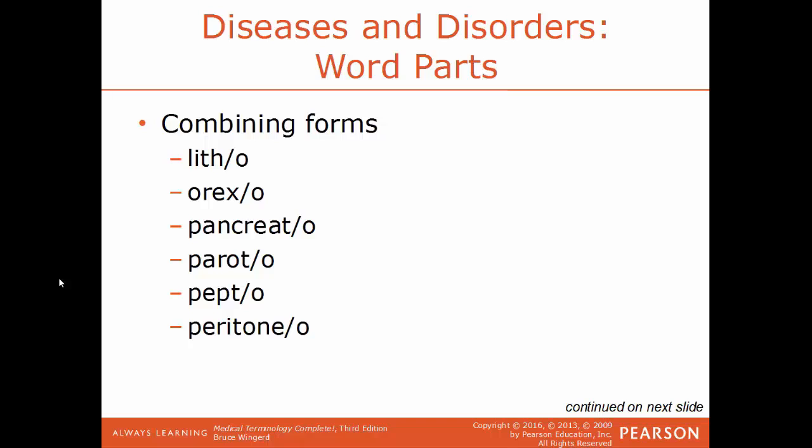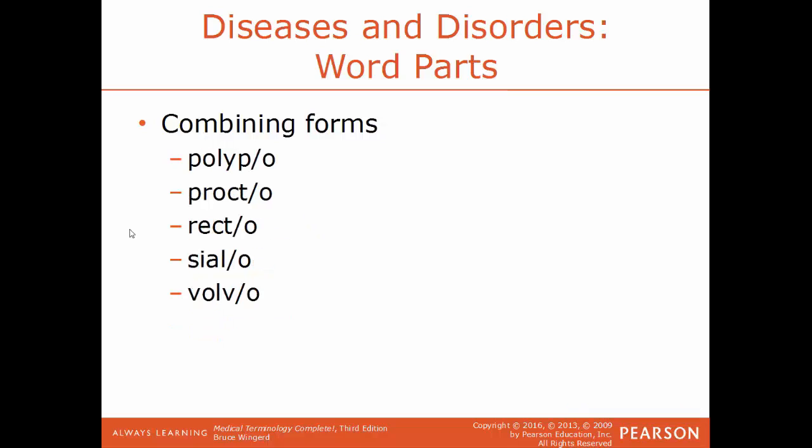Orexo is a reference to a general loss of appetite. Pancreato is a reference to the pancreas. Parotid is a reference to the parotid glands. Pepto is a reference to digestion. And our last one, peritoneo, is a reference to the peritoneum.